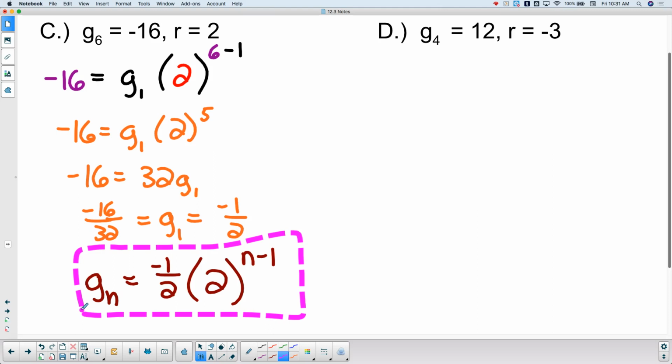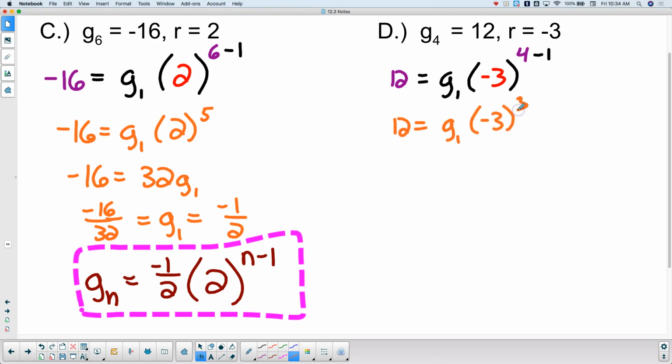You find me the rule if the fourth term is 12 and r is negative 3. 12 is equal to my first term times negative 3 to the 4 minus 1 power. 12 equals g sub 1 times negative 3 cubed. 12 is going to equal negative 27 times my first term.